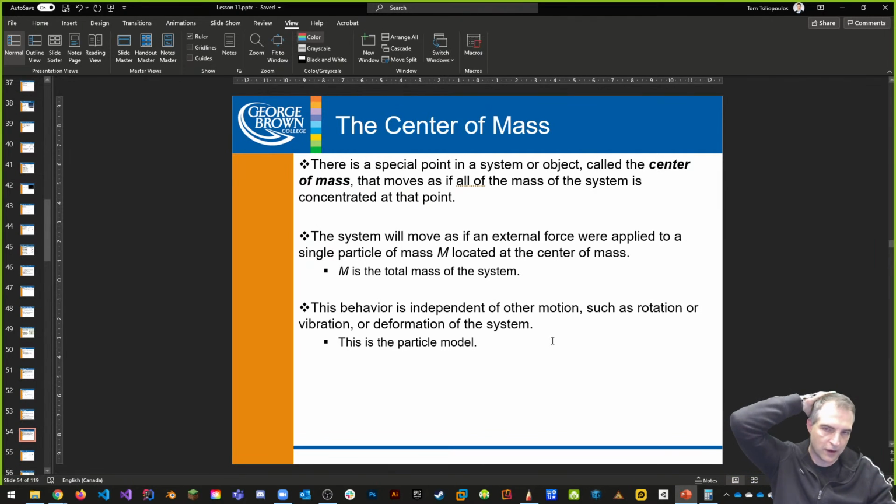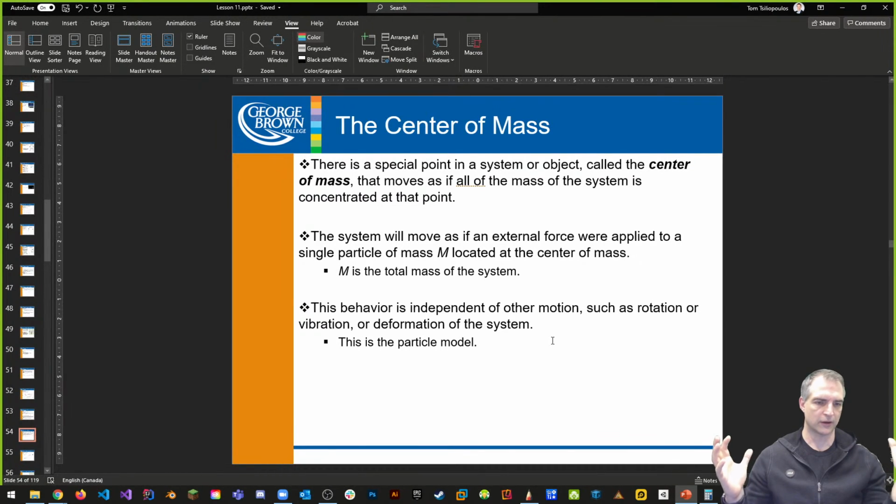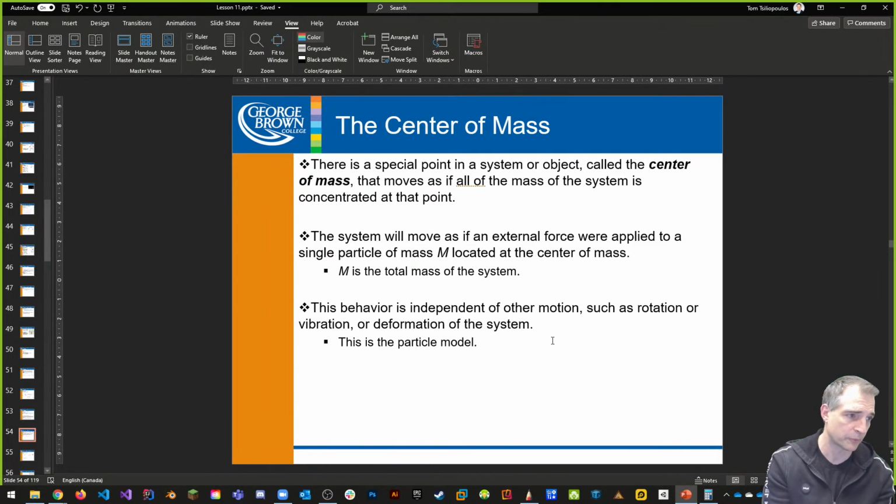Let's talk about something called the center of mass. There's a special point on a game object or a system called the center of mass, right? It moves as if all of the mass of the system is concentrated at that one point. A lot of times we use the center of mass. When we look at a particle, even if it's a big car or whatever, we always look at the center of mass to determine where the particle is, right? If we're going to balance off the mass, that's the average position of the mass, which we can say is coalesced at that one place from a model perspective.